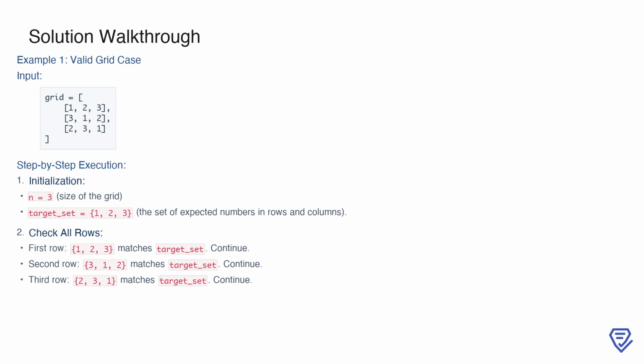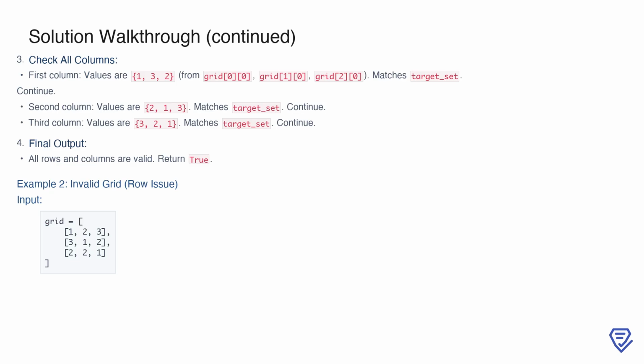Next, we start validating all rows. For the first row, we convert its elements into a set, resulting in 1, 2, 3, which matches target_set. This means the first row is valid, so we proceed to the second row. Similarly, the set of the second row is 3, 1, 2, which also matches target_set. Finally, we check the third row, and its set, 2, 3, 1, is again valid. Since all rows meet the requirement, we move on to verifying the columns.